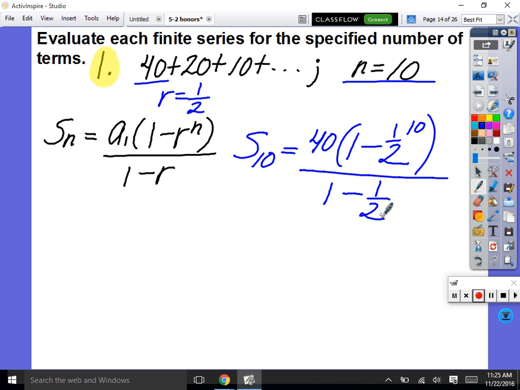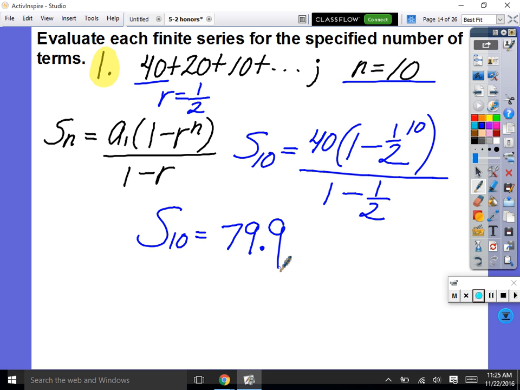1 minus r is a half. Make sure that only a half is raised to the 10th, so you've got to type this into your calculator correctly. How about you all practice? Use your graphing calculator and practice typing it in. Let's see if you get it right. So you should get 79.9. So the sum of those 10 terms is 79.9.